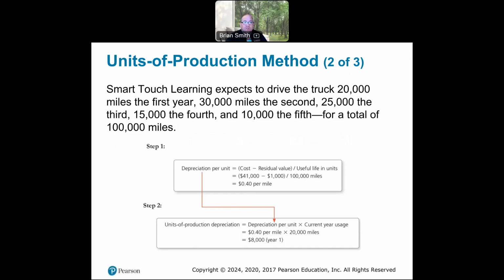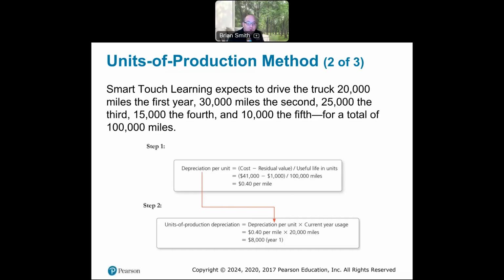Okay, it says expects to drive the truck 20,000 miles the first year, 30 the second, 25 the third, for a total of. So we expect we're going to drive this truck 100,000 miles before we kick it to the curb. So we're going to take the cost minus the salvage or the residual value, that's 40,000, divided by 100,000 miles, which is the output we expect, and that gives us 40 cents per mile.